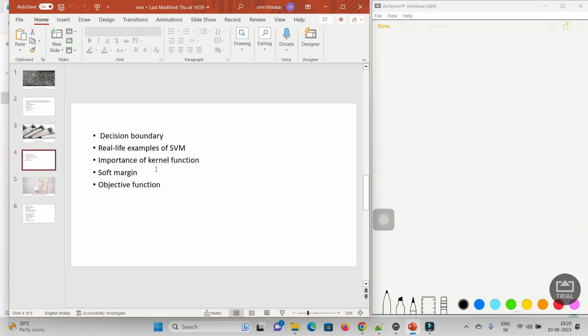Now, let's explore some real-world examples where SVM can be applied. Imagine using SVM for spam detection, where it learns to distinguish between legitimate emails and spam messages. Or consider the field of medical diagnostics, where SVM can aid in cancer diagnosis by classifying patient samples.